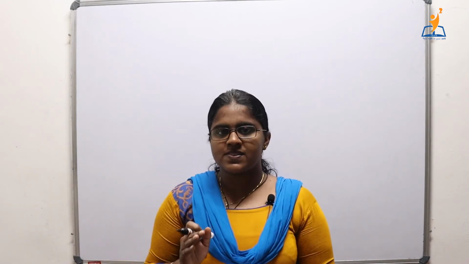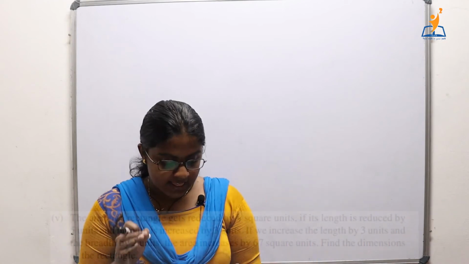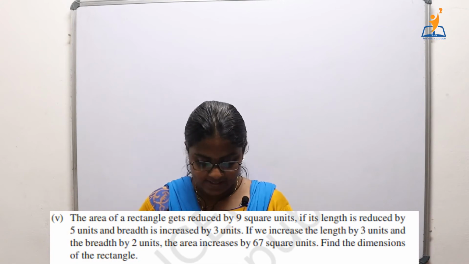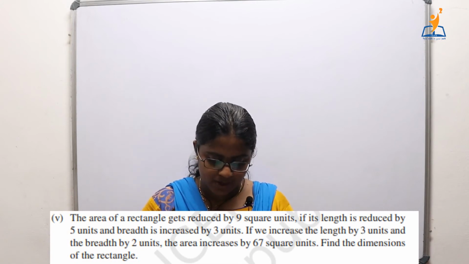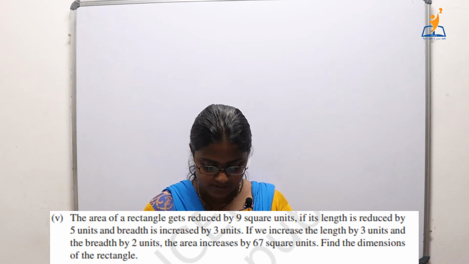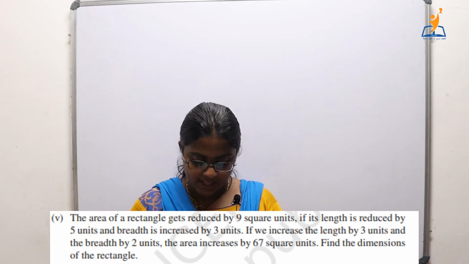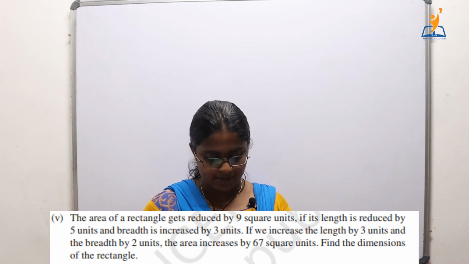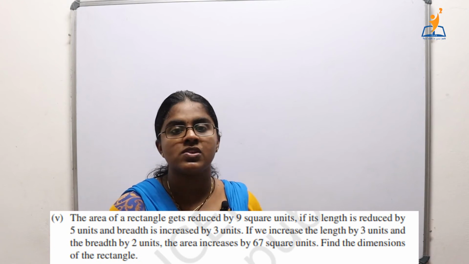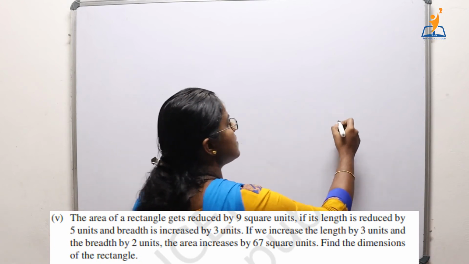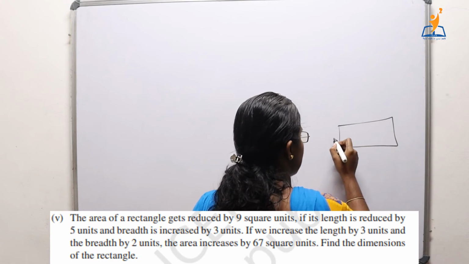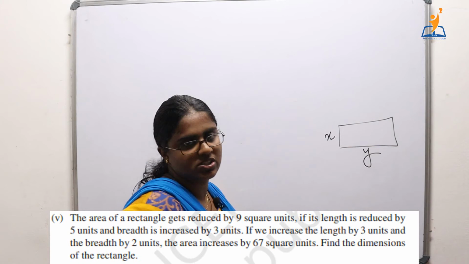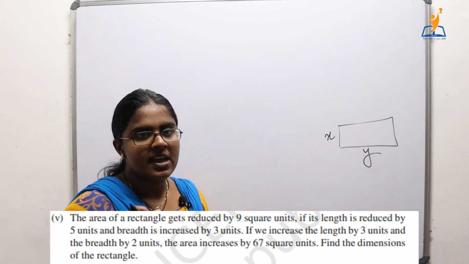Now the last question from this exercise is: the area of a rectangle gets reduced by 9 square units if its length is reduced by 5 units and breadth is increased by 3 units. If we increase the length by 3 units and breadth by 2 units, the area increases by 67 square units. Find the dimensions of the rectangle. We are asked to find the dimensions of a rectangle and they are unknown to us. So let x and y be the dimensions, that is length and breadth of the rectangle.